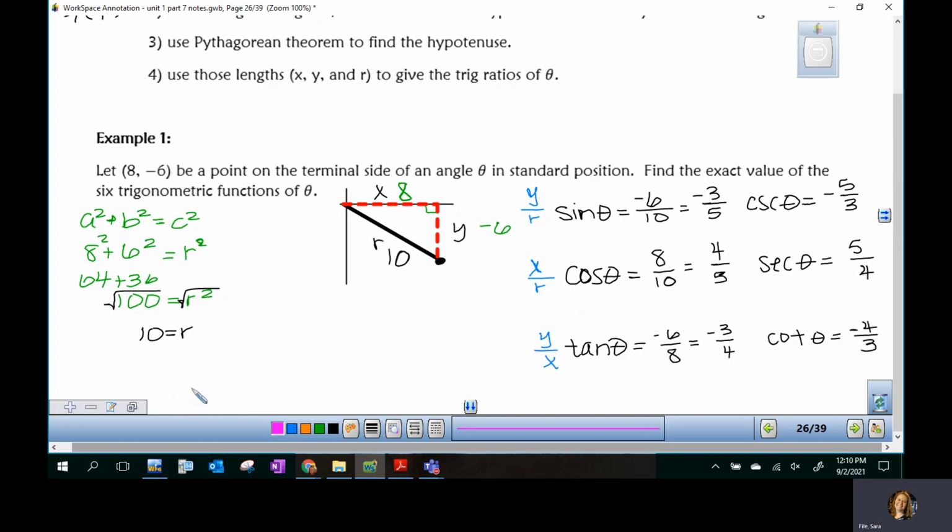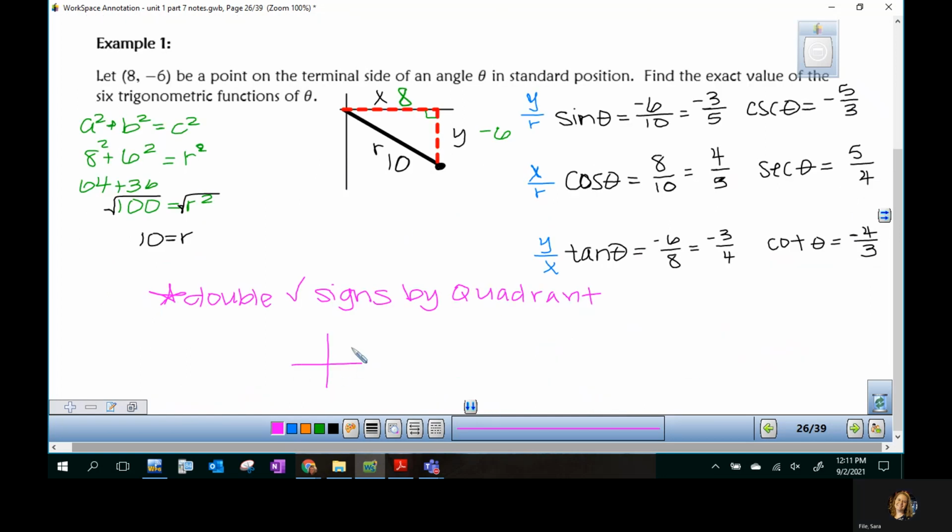Double check, go through. Double check the signs by knowing what quadrant you're in. So that's the all students take calculus. You remember that little mnemonic? All students take calculus. That's telling you which trig function is positive in which quadrant.